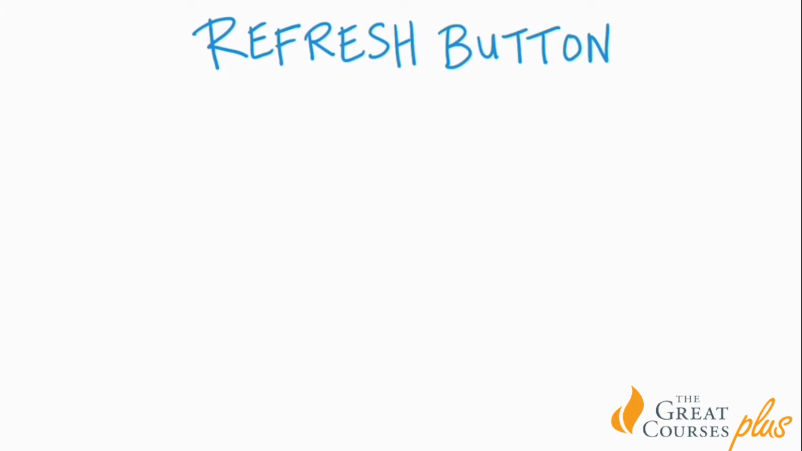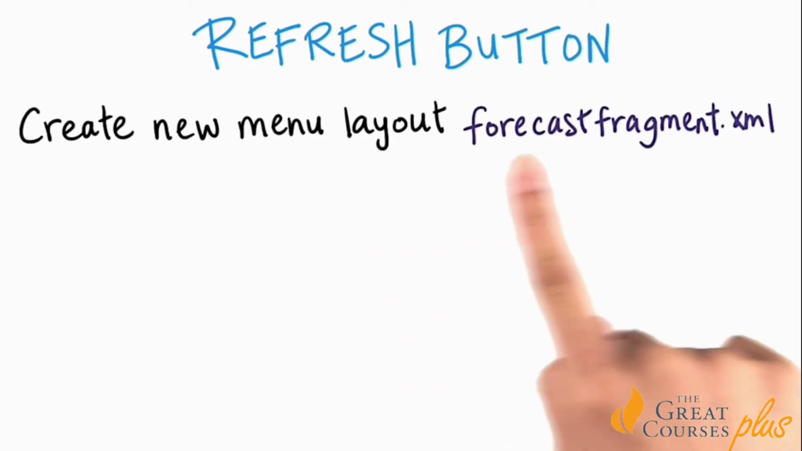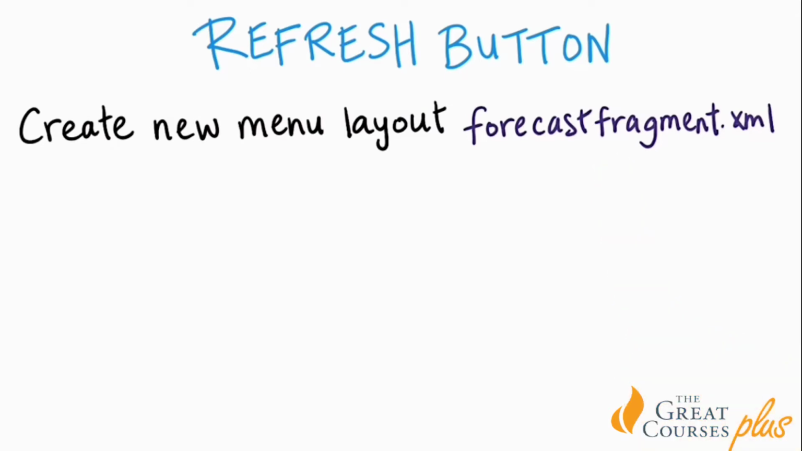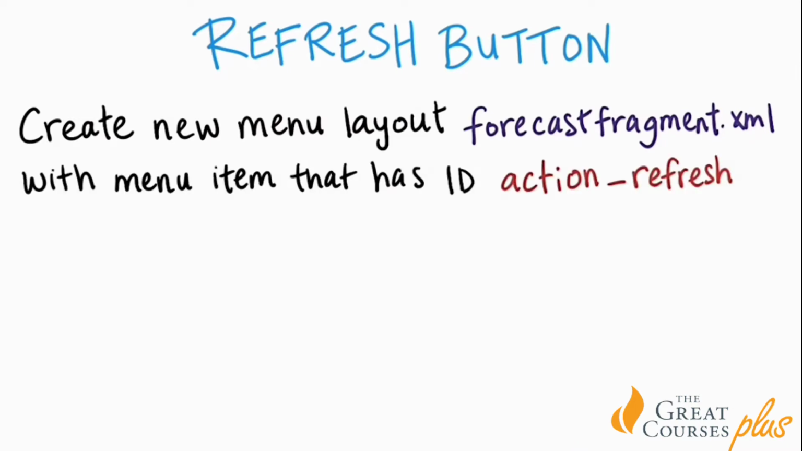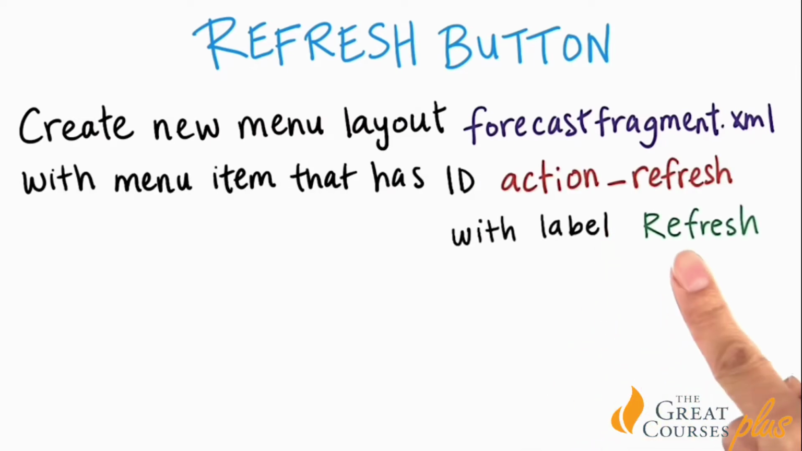Since the fetch weather task is in the fragment, the menu option to trigger that task should be inside the fragment too. That means we should create a new menu layout for the fragment, and we'll call it forecastfragment.xml. The file will live within the menu folder under the resources directory. Inside that file, we'll declare the new menu option for refresh and give it this menu item ID. We'll also need to define a string label for this word refresh.